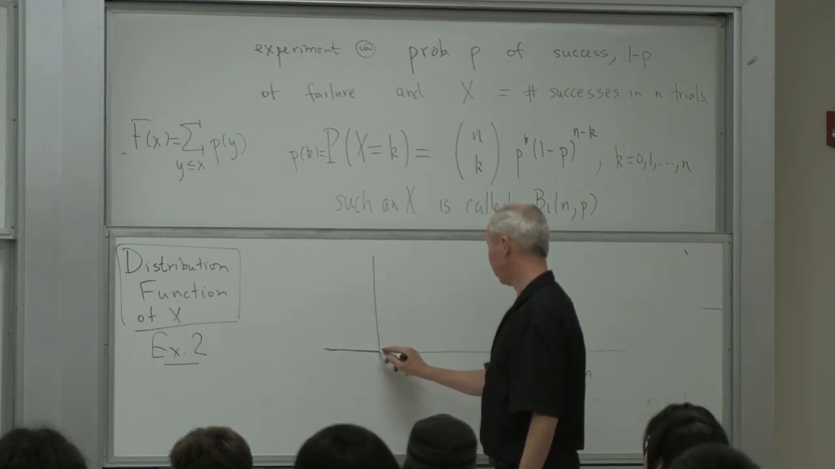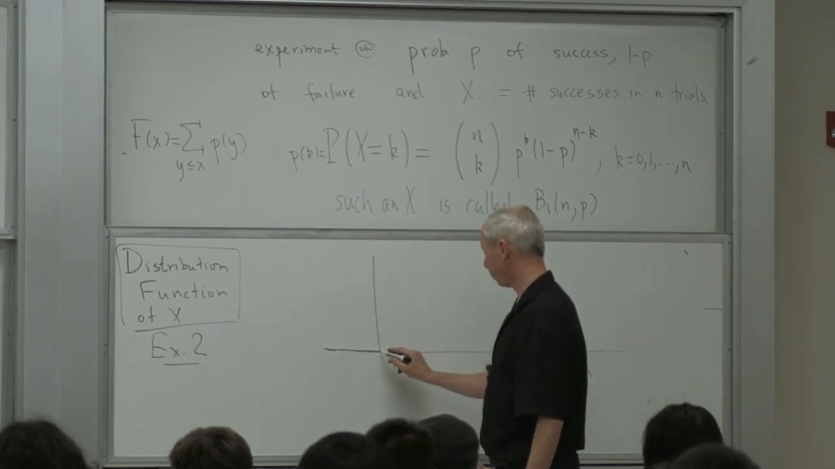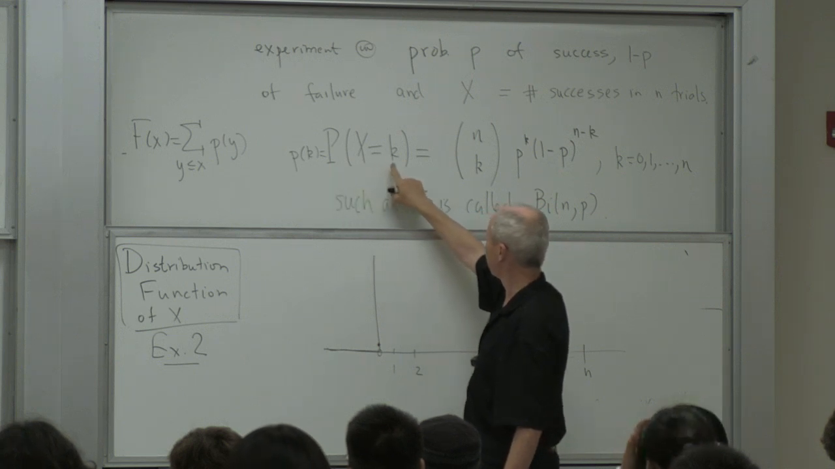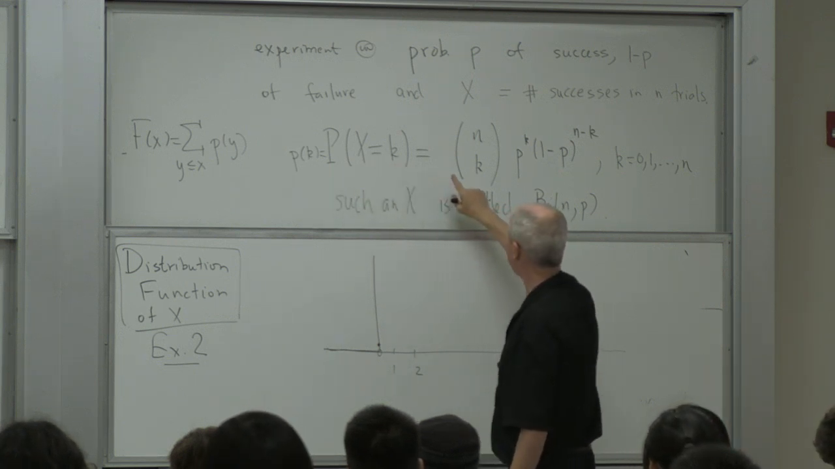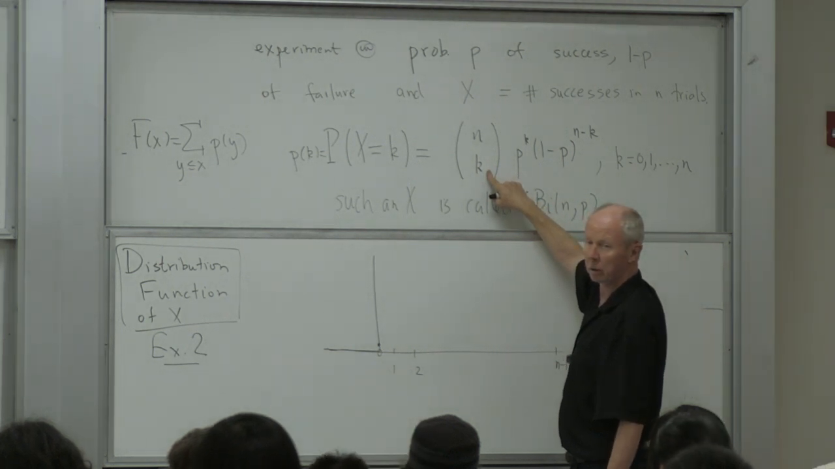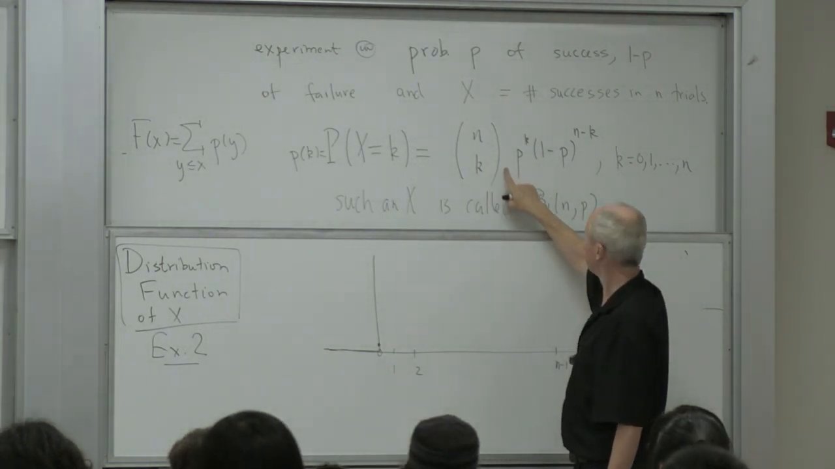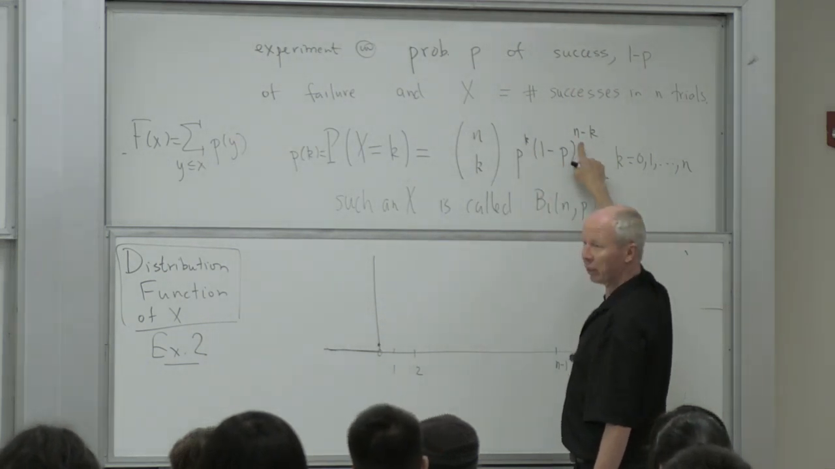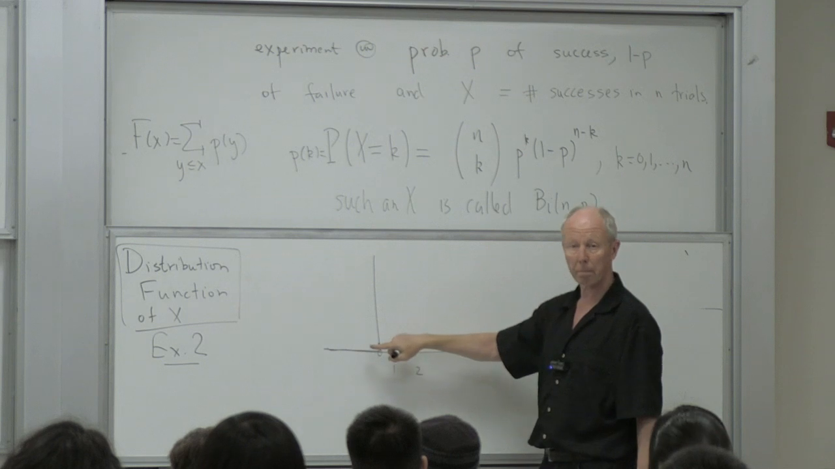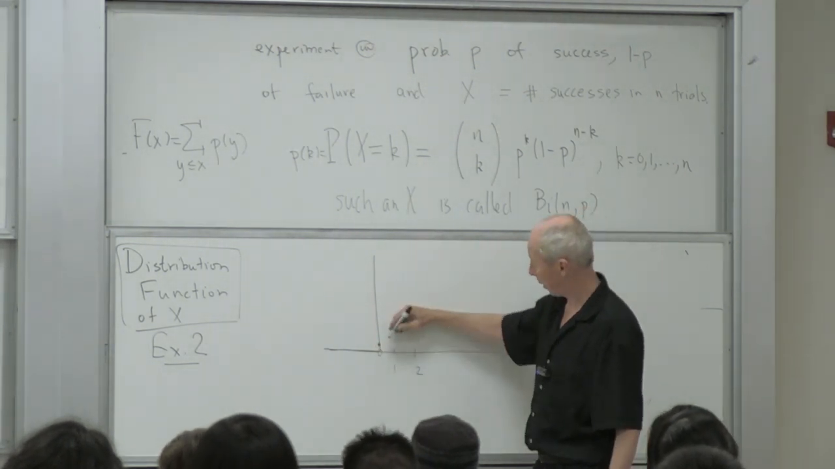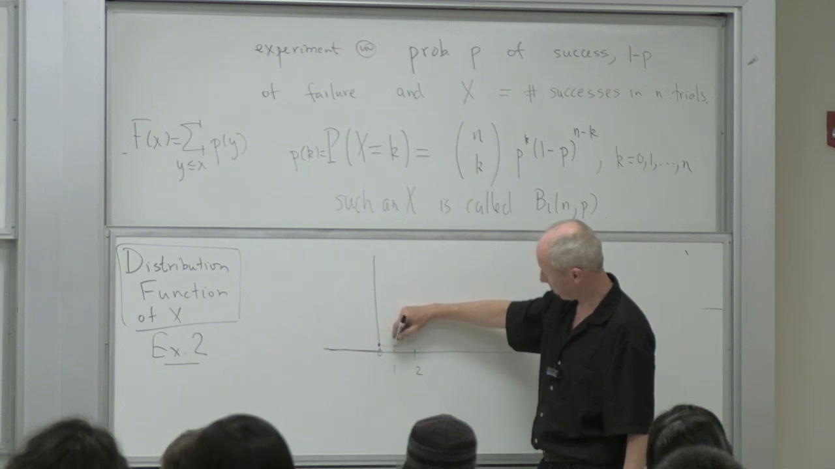The cumulative distribution function will be 0 until you get to 0. Then it'll have a jump. The jump size will be p of 0, the probability that x is 0, which would be n choose 0, which is 1, times p to the 0, which is 1, times 1 minus p to the n. So a really small jump if n is big. Then it's flat until you get to 1.